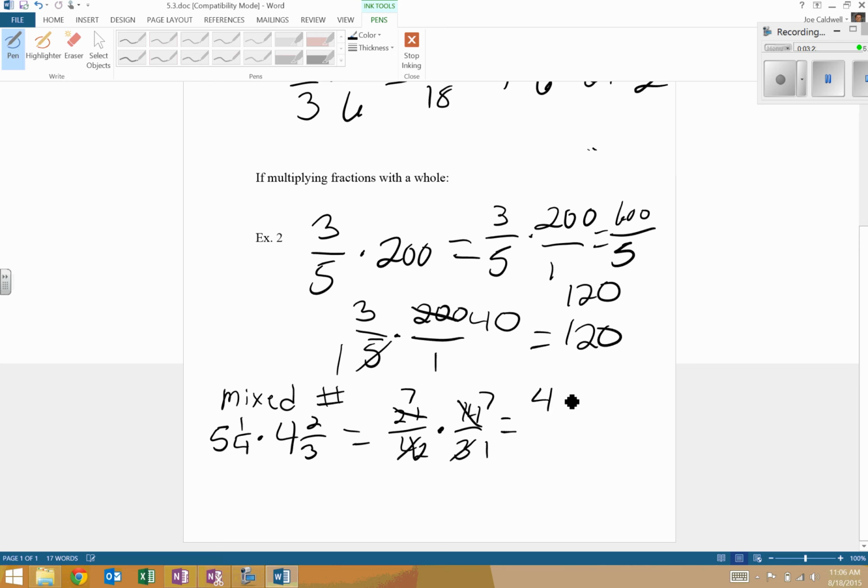Now you have 49. 7 times 7 is 49. 2 times 1 is 2. And you should be turning that into a mixed number. 2 goes into 49 24 times with the remainder of 1. Okay, so reduce ahead of time if possible. Any mixed number should be turned to improper, and that's all there is to it.